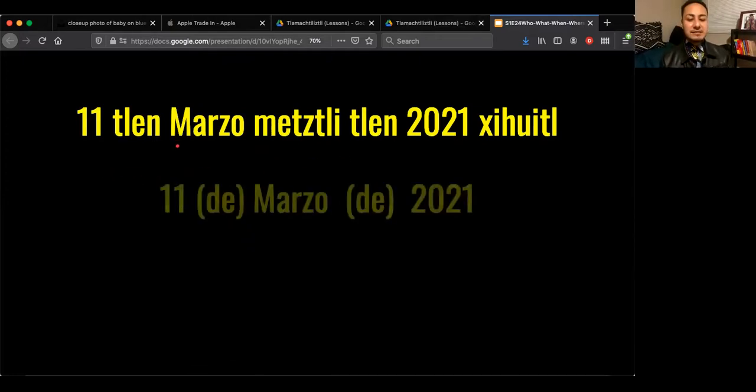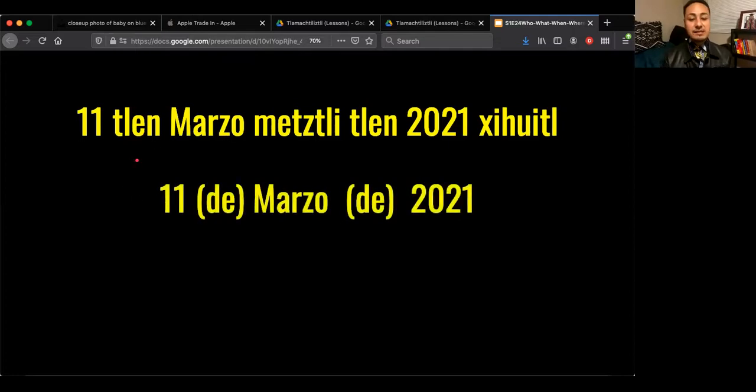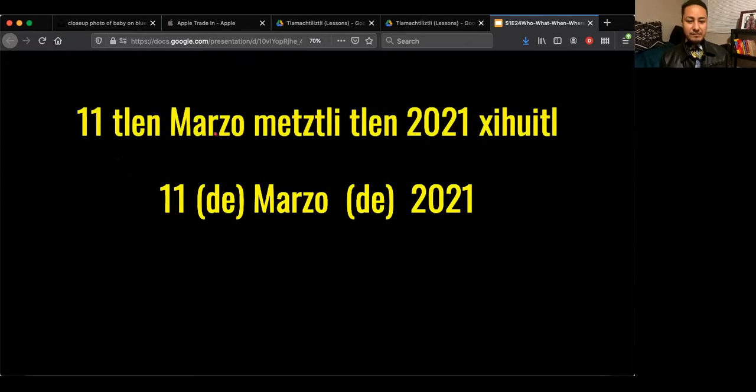And so basically this is very similar to how you would say this in Spanish. Once de marzo de 2021. So this tlen is serving the function of the de, and this is how you say the date. Notice too that after the month they say metzli. So metzli is how you say month. Marzo metzli, the month of March.